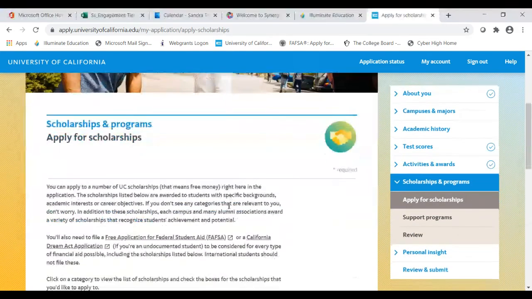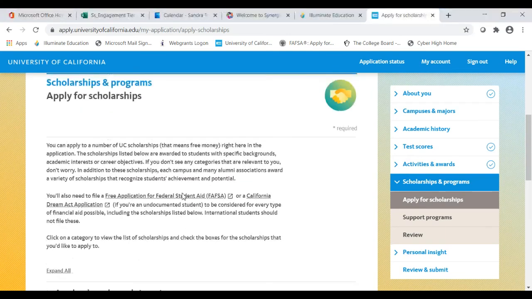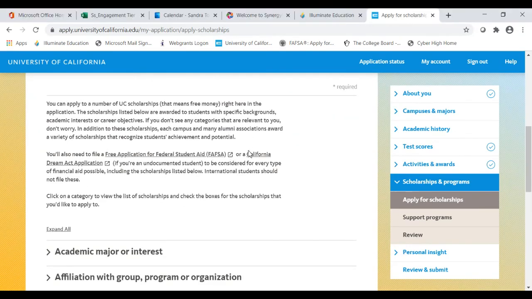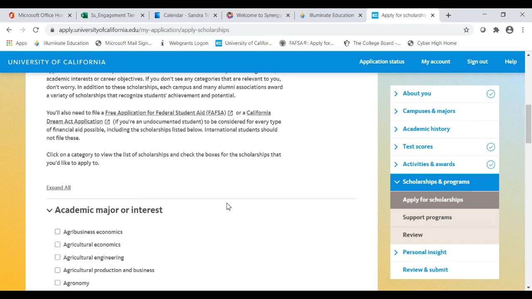So now I'm going to continue with scholarships and programs. Here you can apply to a number of scholarships through the UC system, the UC schools, which scholarships again means free money. You all come from different backgrounds, different academic interests, different career objectives. The schools have scholarships offered to students in particular areas, or certain categories that may be relevant to you. So for example, besides the FAFSA, in addition to that, you want to click everything that applies to you.